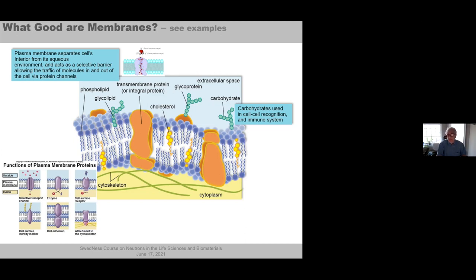Then the surface of the plasma membrane, the exterior of these cells, has recognition. Carbohydrates are there to recognize either foreign objects, pathogens, or cells of their own type. And then, of course, the plasma membrane contains all kinds of other things that enable cell adhesion, cell surface marker identity, selective channels, as we said, enzymes, etc.